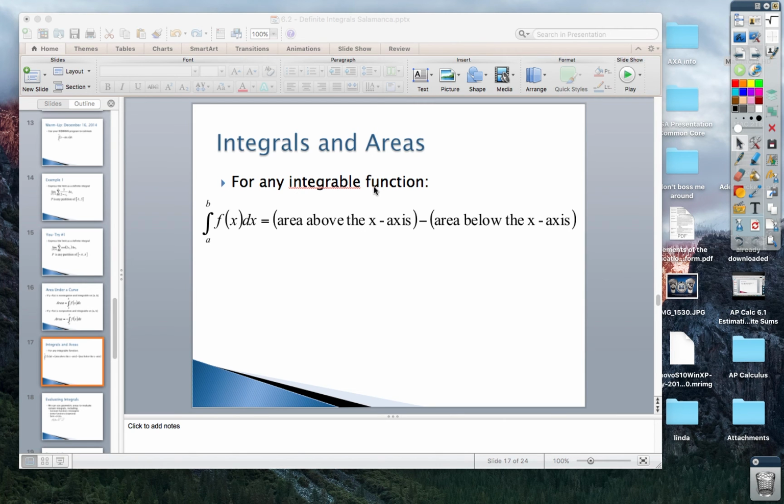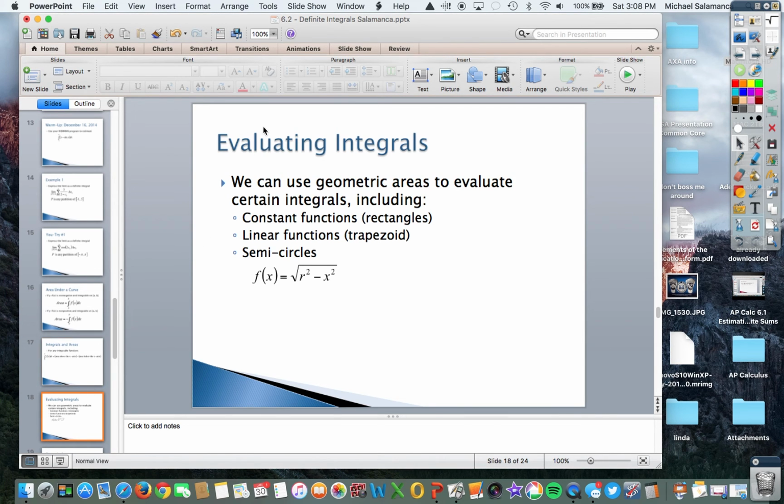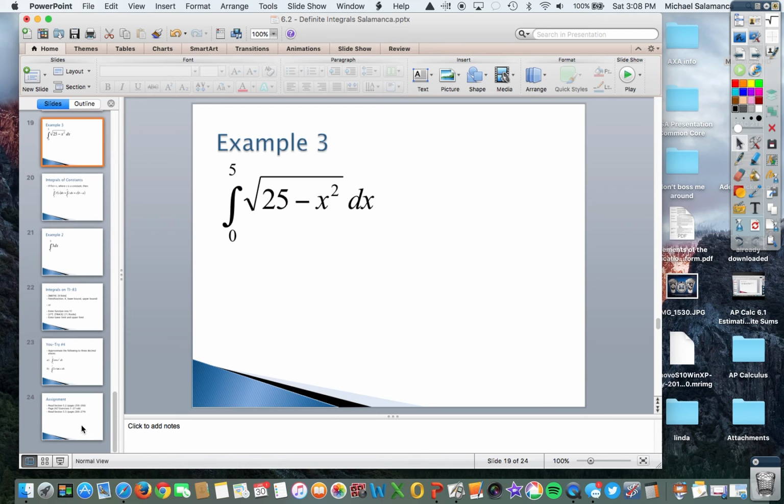For any integrable function, we have the integral from a to b, f of x dx. That's equal to the area above the x-axis minus the area below the x-axis. And that's why we have our upper limit b and our lower limit a. Now, to evaluate integrals, we can use geometric areas to evaluate certain integrals, including constant functions with rectangles, linear functions with trapezoids, and semicircles.